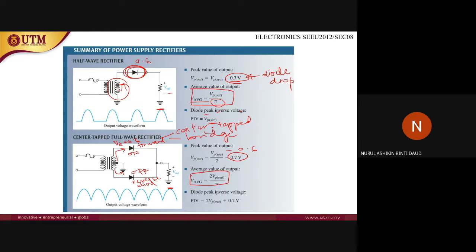So the diode peak inverse voltage will be PIV equals 2 VP output, the value of the peak at the output, plus 0.7. So this is the peak inverse voltage.